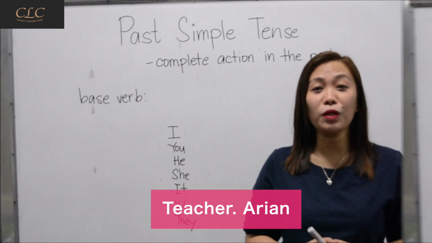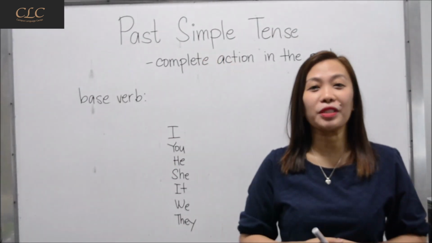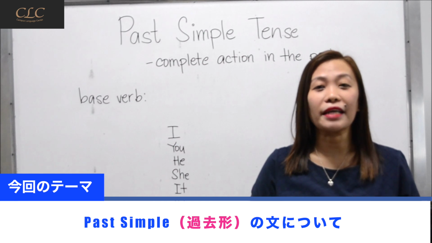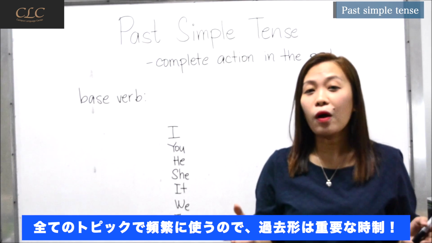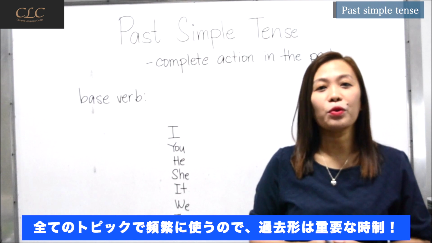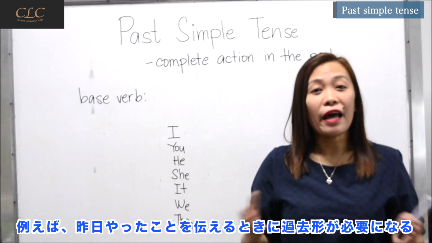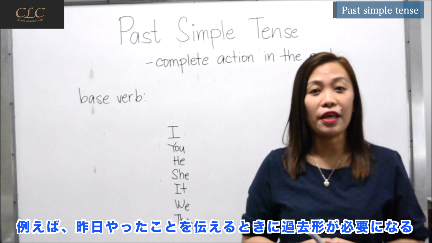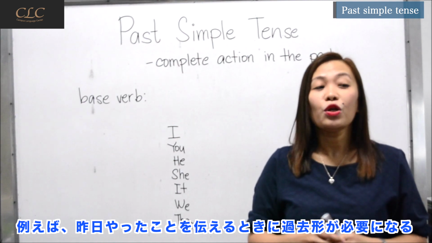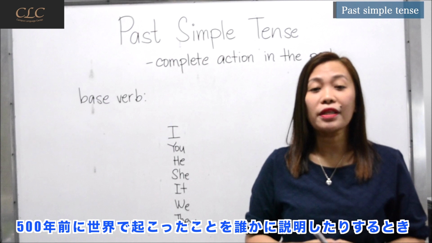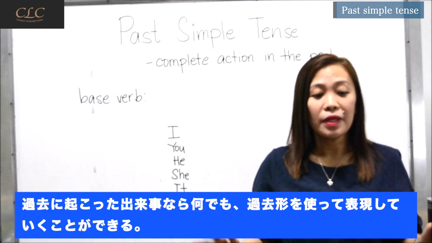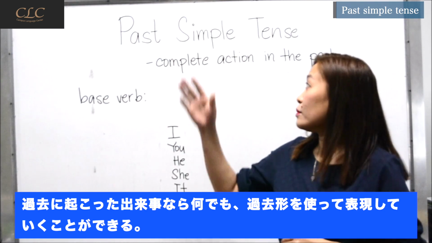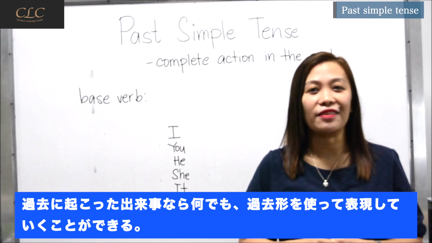In this class, you will learn how to use the past simple tense. This is one of the most exciting and important tenses in English. Why? Because we use this tense so often to talk about all kinds of things. For example, you can use this tense to tell someone what you did yesterday. You can also use this tense to tell somebody what happened in the world 500 years ago. So whatever you're trying to describe that happened before now, you can use the past simple tense.